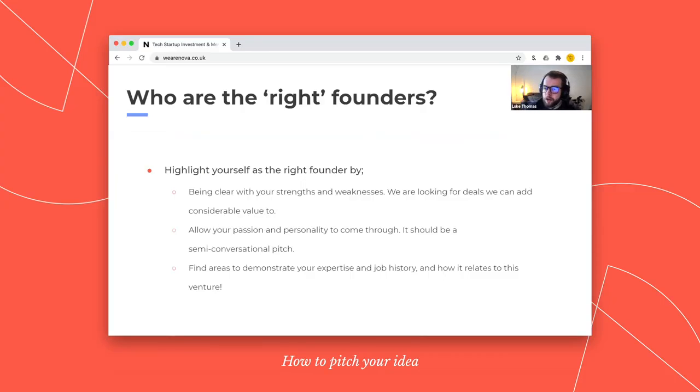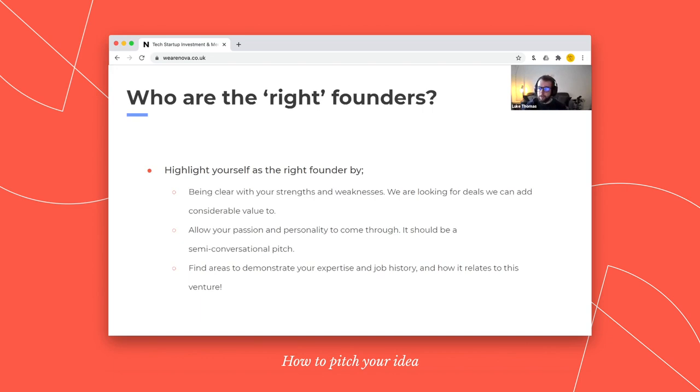Allow your passion and personality to come through. It should be quite a conversational pitch. We don't want to invest in robots. We want to invest in people that we're going to work with very closely. So it's more important that your personality comes through than you are saying all the right words very specifically. So, allow yourself to be relaxed and allow yourself to talk to them as if it was a conversation.